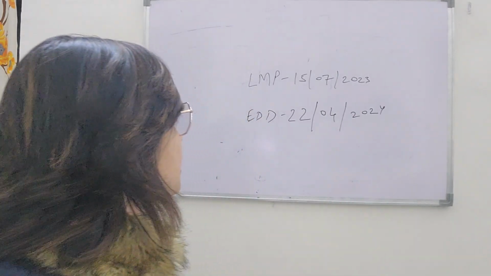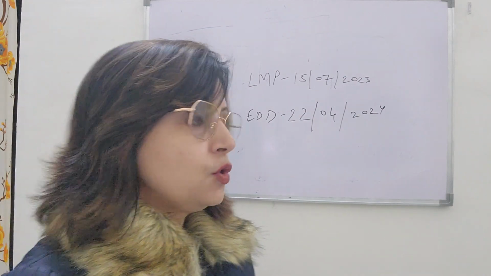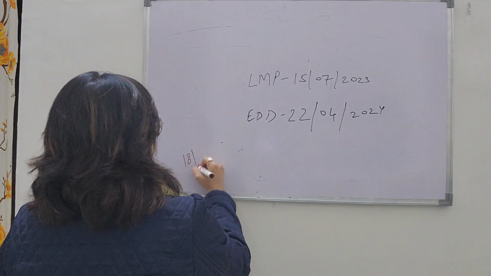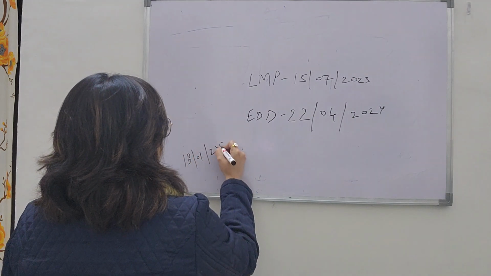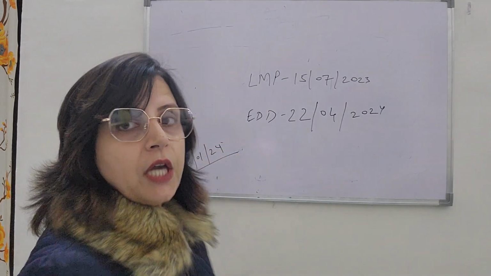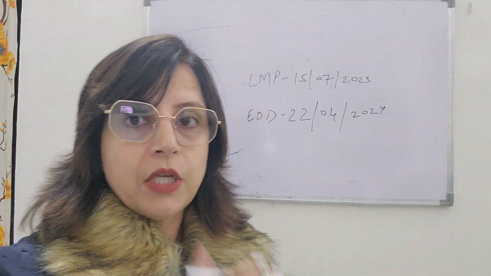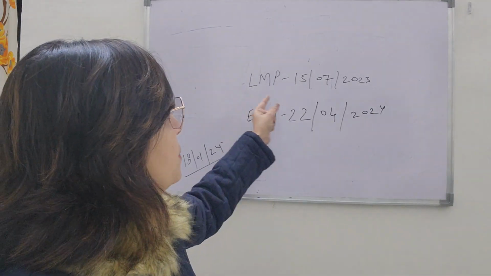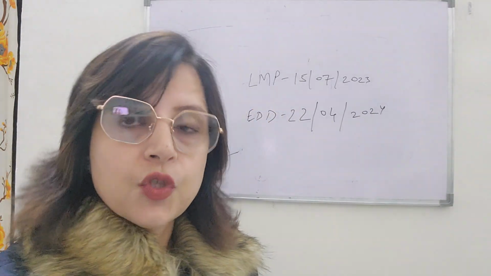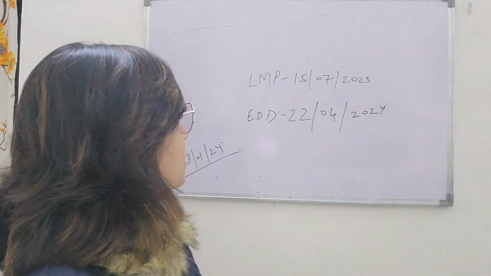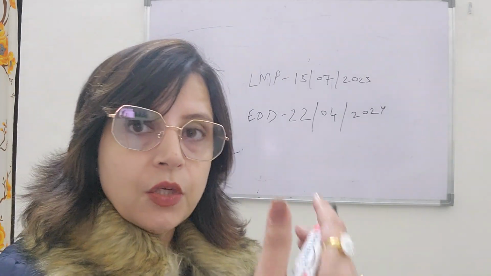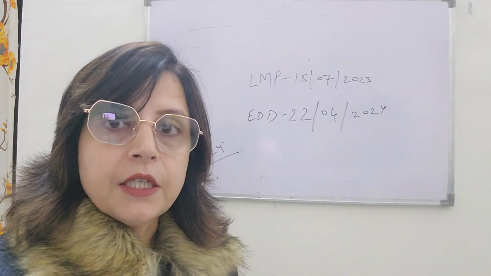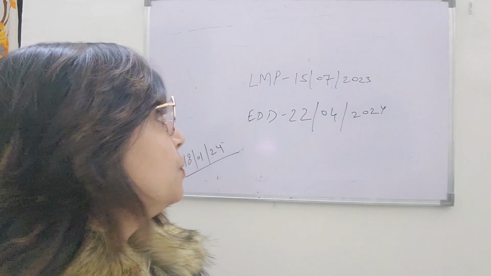What if this lady comes to me today? Today is what date? Today is 18th of January. She has come to me on 18th of January and I need to calculate her gestational age on 18th of January. How do you do it? So her last menstrual period was on 15th of July, right? You calculate the gestational age from 15th of July till 18th of January. So how do you do it?